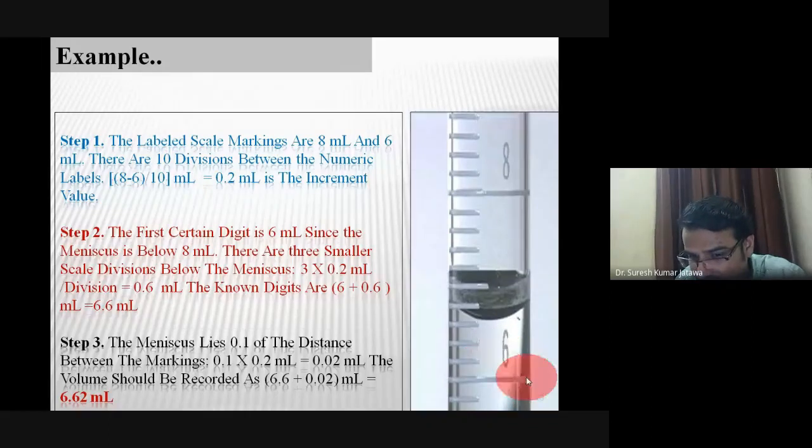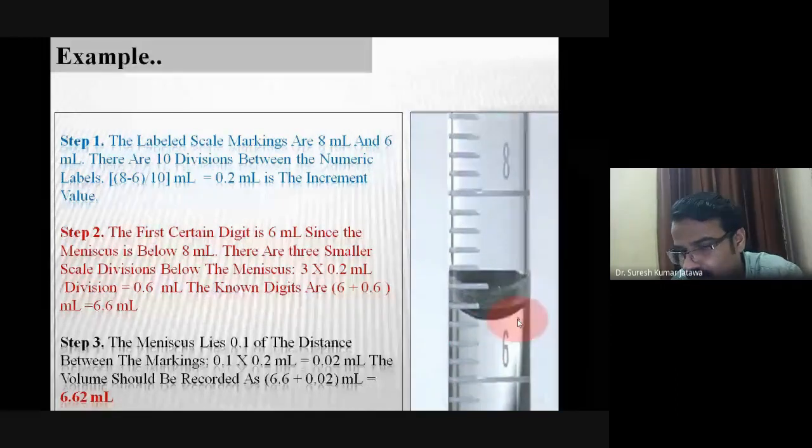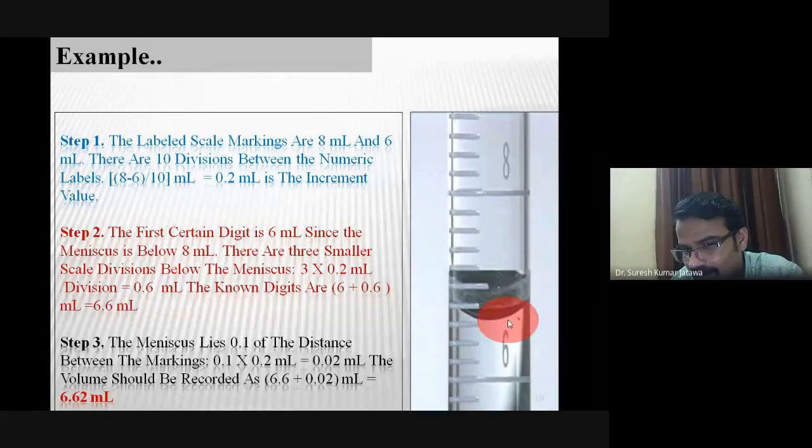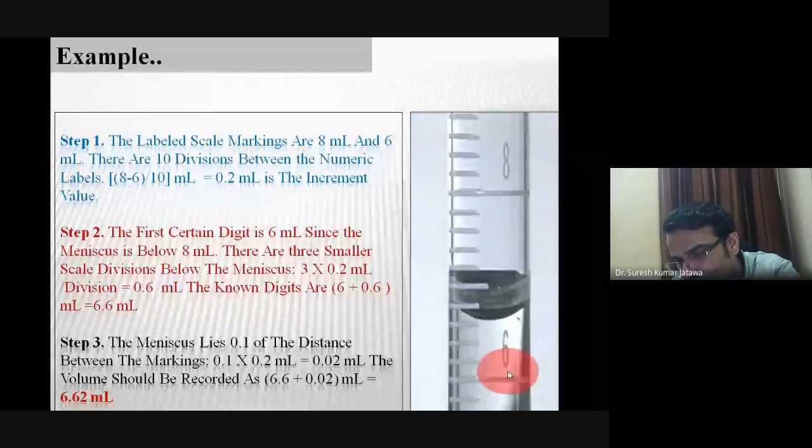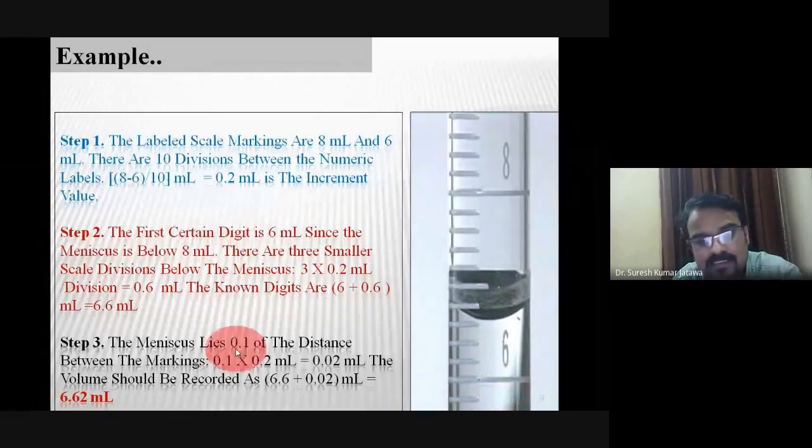So it is 6 up to here, and 0.2, 0.4, and 0.6. Up to here it is 0.6. So it is from 1, 2, 3, 4, 5, and then there comes 6. So it is 6 ml. So 6 plus 0.6 is equal to 6.6 ml.